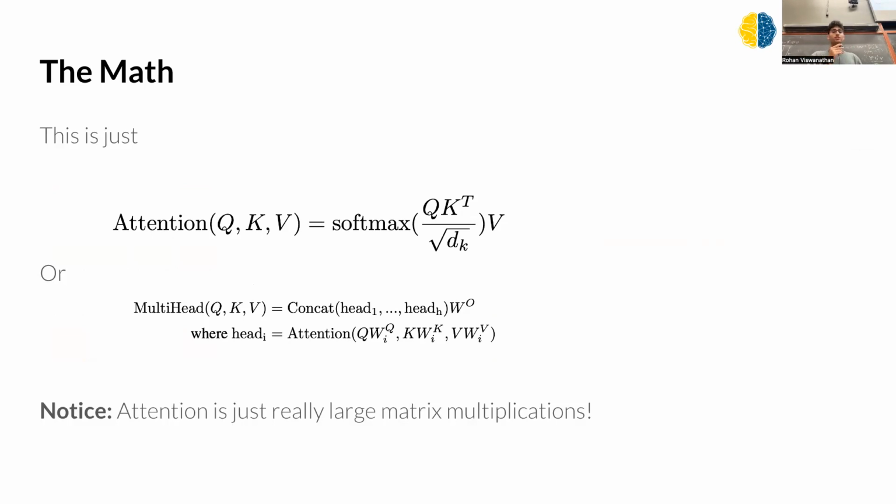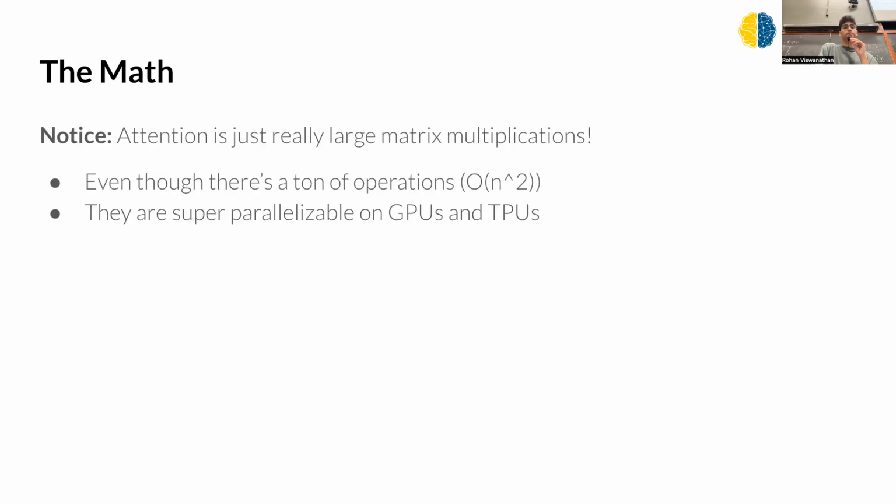We can notice that attention is really just large matrix multiplications. And this turns out to be a lot more computationally efficient than other solutions. Even though there's a ton of operations, right? We're doing an order of n squared operations. These are super parallelizable on GPUs and TPUs, right? We've learned that deep learning is all just matrix multiplications. And that's all we're doing here as well with the QKV process.